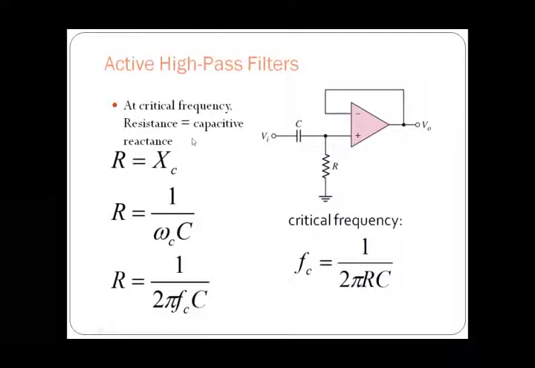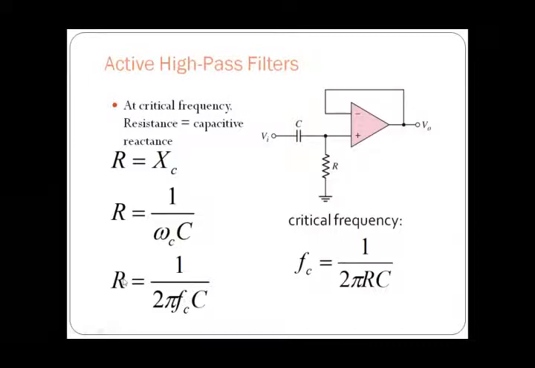So the critical frequency can be obtained when the resistance is equal to the capacitive reactance. Here the resistance in this circuit is R, and the capacitive reactance is given by XC. So we write R is equal to the reactance of the capacitor XC. Then we can write XC as 1 by omega C, where C is the capacitance value. Then we can elaborate this term: in place of omega we write 2 pi fc, as we know that omega is equal to 2 pi fc. So R is equal to 1 by 2 pi fc C.